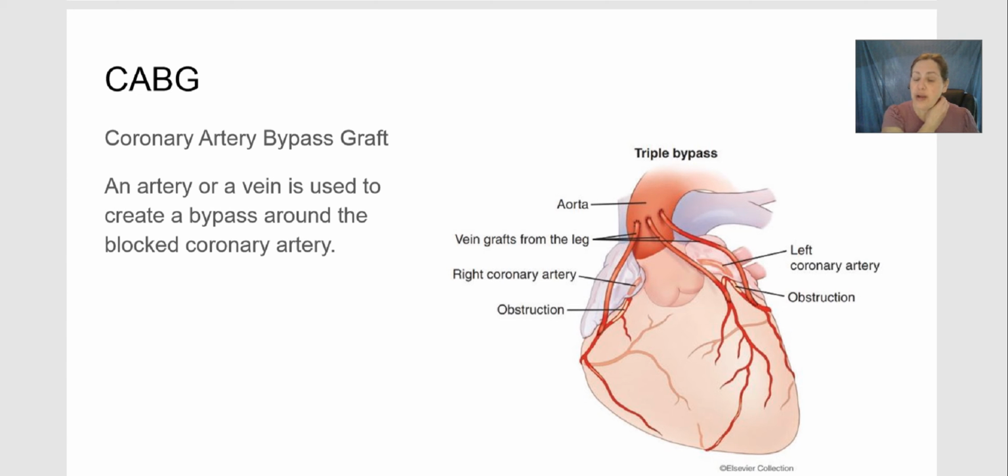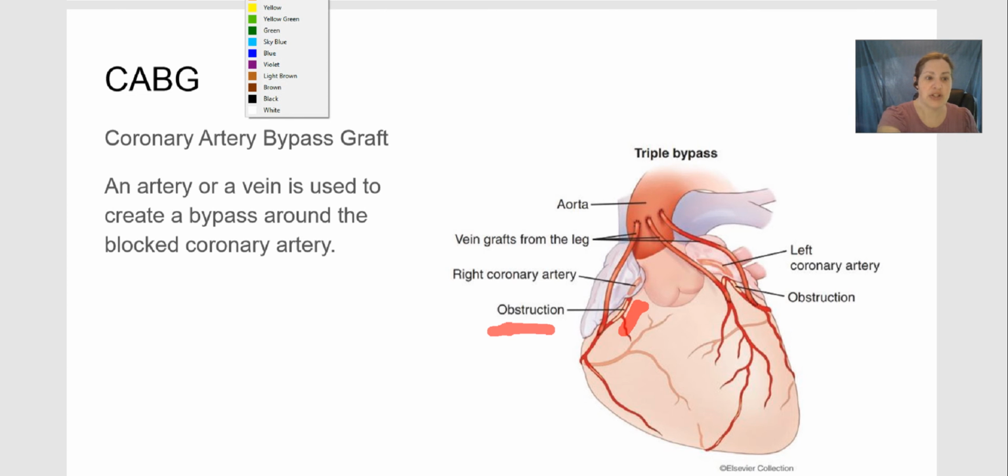And so what we do is we create a bypass. Think of the highway that has a bad area, and we create a detour. Now, in the construction analogy, of course, we fix the road and then we take the detour down. In a heart, we never take the detour down. Notice here it shows the obstruction. So this is the bad piece of coronary artery.